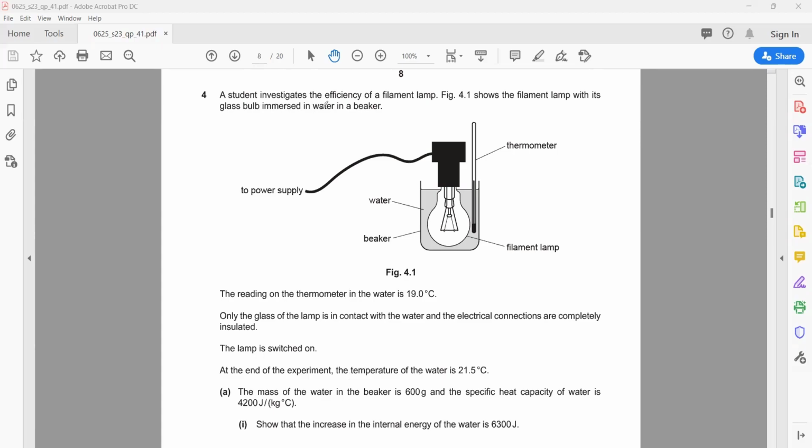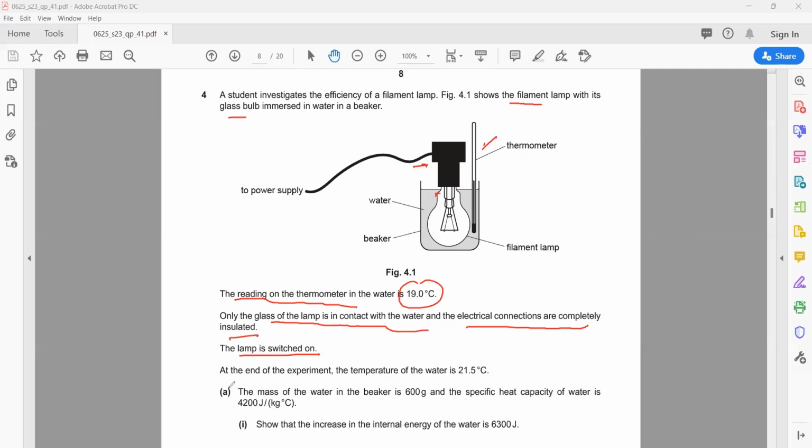Okay, question number 4. A student investigates the efficiency of a filament lamp. Figure 4.1 shows the filament lamp with its bulb immersed in a water beaker. So here you can see it is a water beaker. Only the glass part is in the water. All the other insulating parts, meaning the wires, are outside. And here you have a thermometer. The reading on the thermometer is 19 degrees Celsius. Only the glass of the lamp is in contact with the water and the electrical connections are completely insulated.